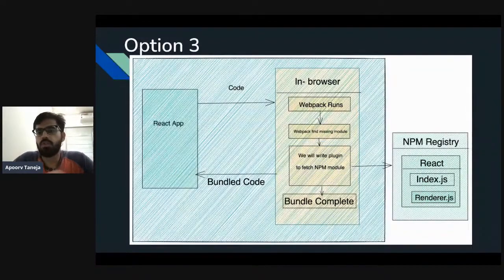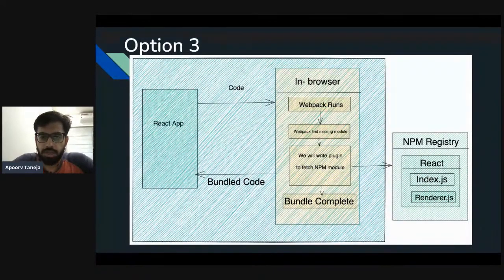But the advantage of option 3 is there's no API involved. We don't have to build a separate infrastructure just for running a backend server, bundling the code and sending it back to the browser. So this is where we save one of the resources, which is the backend infrastructure, and this will be extremely fast in comparison to the API calls. We will be just bundling the code in the browser itself. So we can save the API response time.